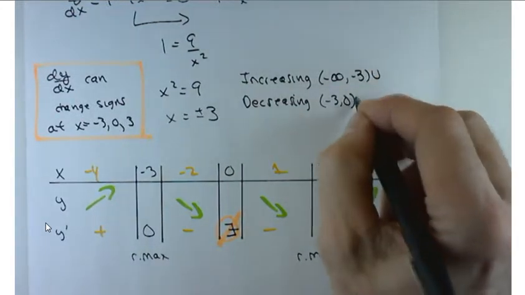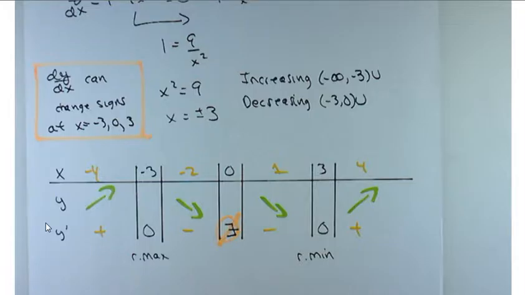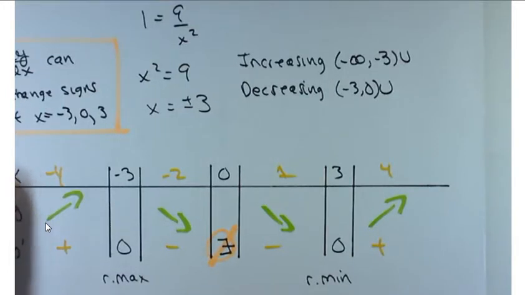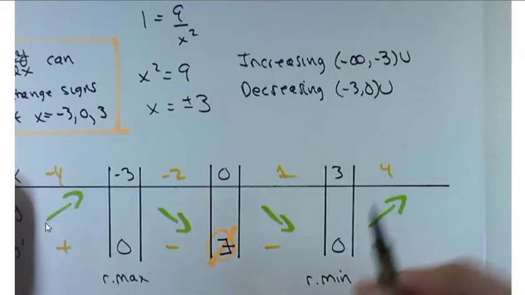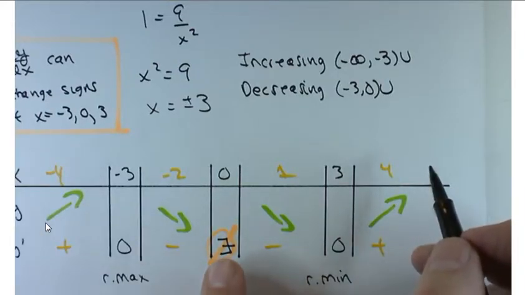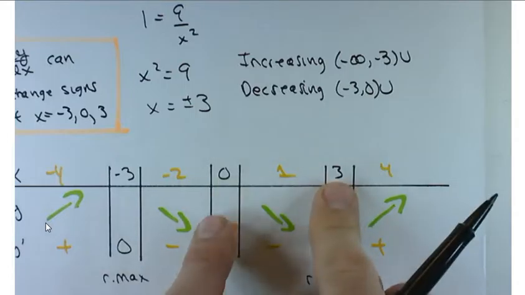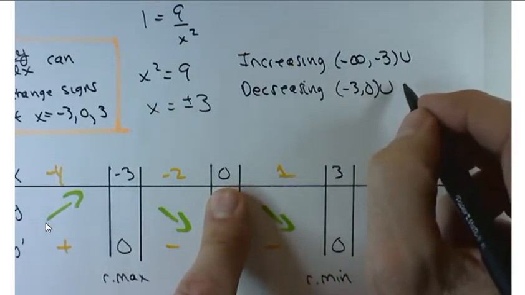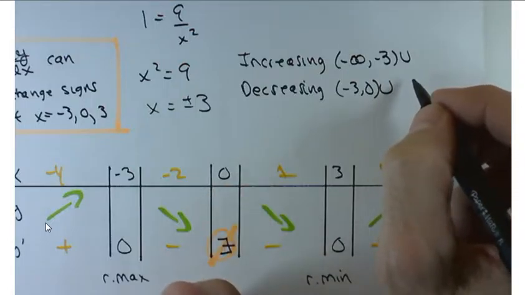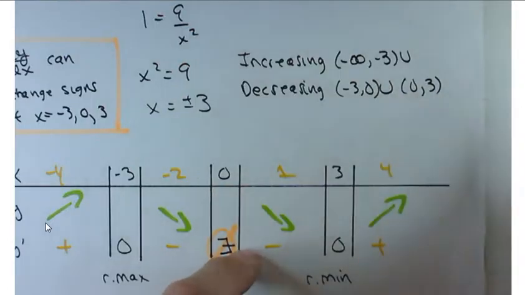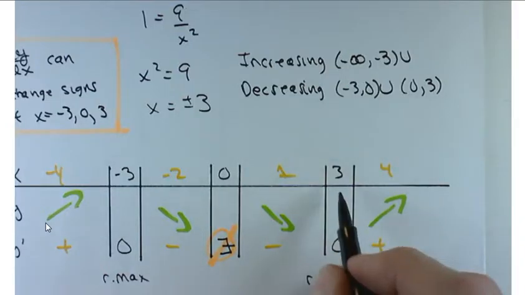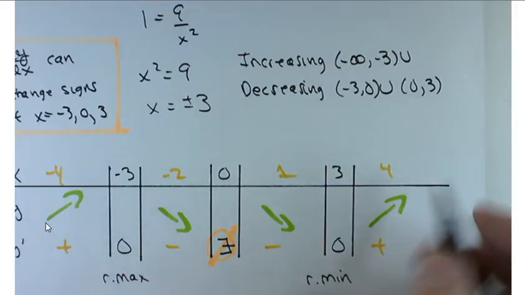And here's our good old union symbol again. Union what? Decreases from 0 to 3. Is that right? Yeah, 0 to 3. And then increases again from 3 to infinity. Yeah, 3 to infinity.